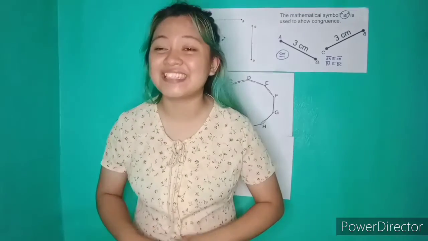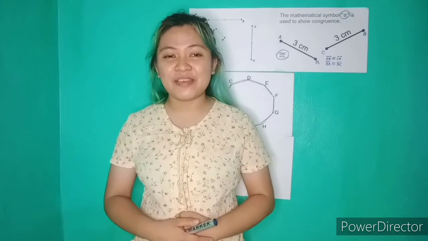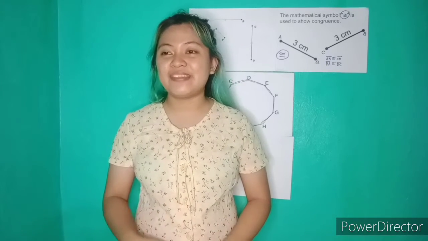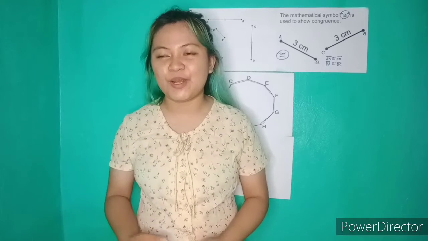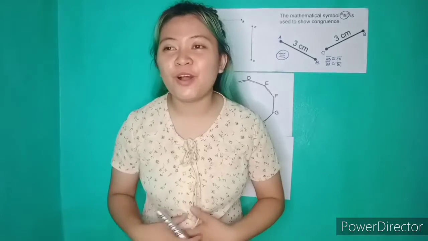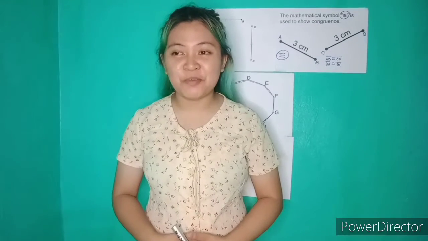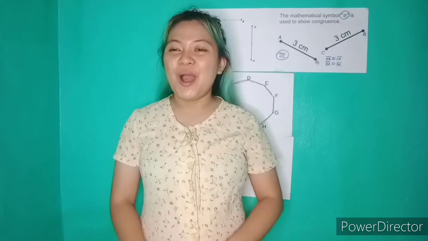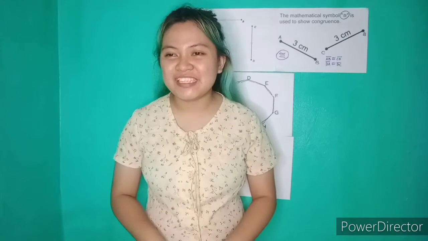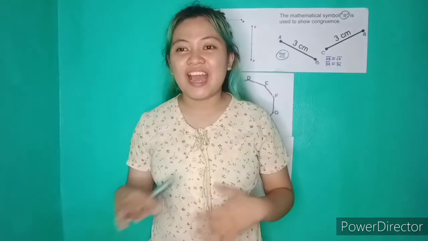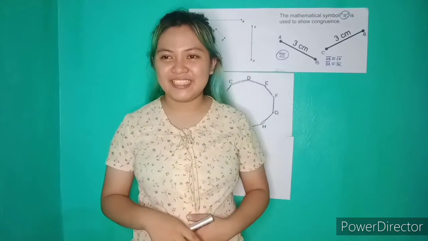Good, very good. Congruent line segments we can identify as having the same length or measure, and we call that congruent line segments. What do you call line segments that have the same length? Yes, congruence. Very good. Since we're done with our discussion, we will proceed to another activity.